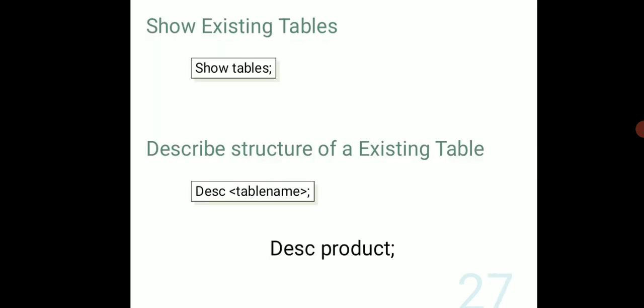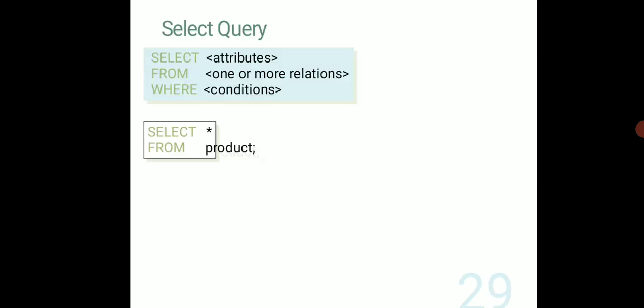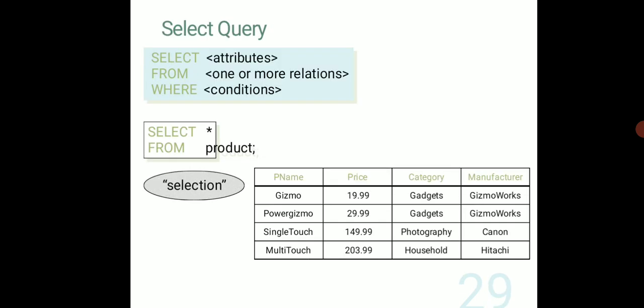So you should know how to insert a tuple into the table. You have to use the insert keyword, into, and then the table name, and within parentheses you have to give the key. After that you give the values, right? Show, we have seen, will display the existing tables. Describe means it will describe the structure of an existing table. So these are all things we have seen in the DBMS.